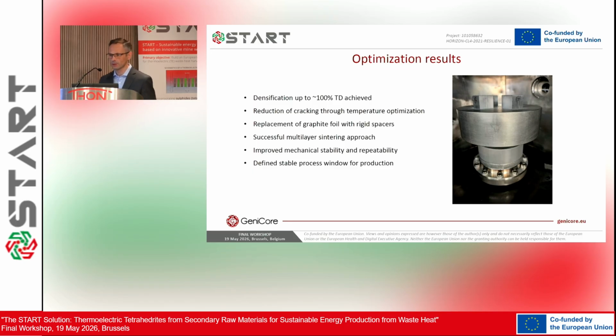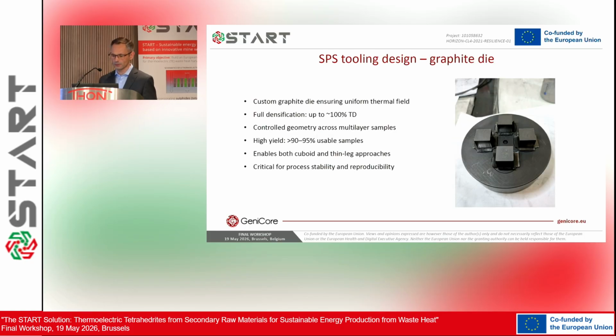And here we can see the graphite die for the square elements 23 by 23 millimeters with thickness 2.7 millimeters, with some small shift of sintering temperature. Material was fully densified. We reduced the cracking by temperature optimization at the cooling stage. Temperature is measured through the central hole of the system.